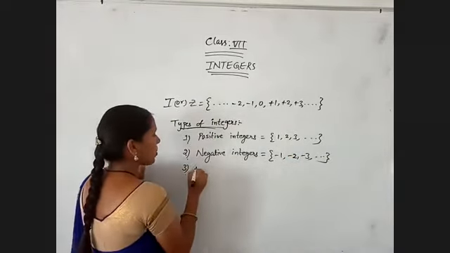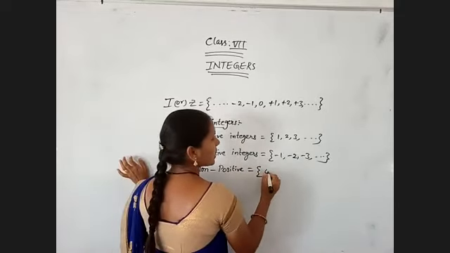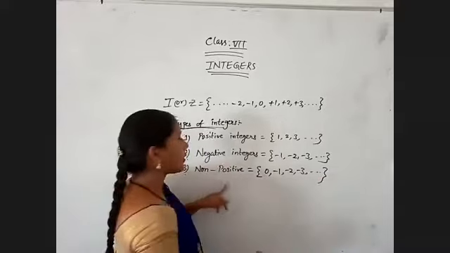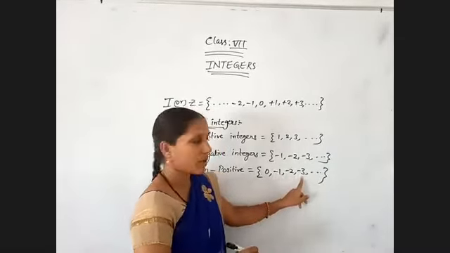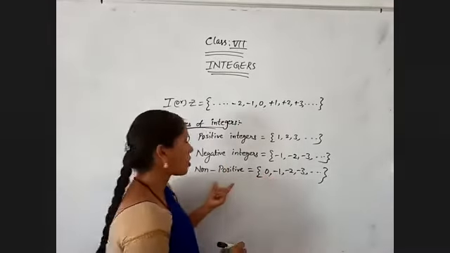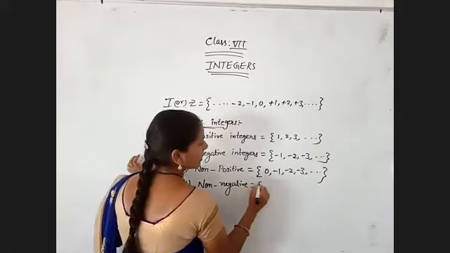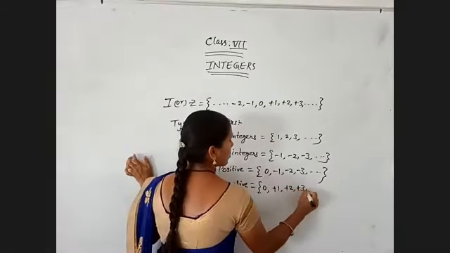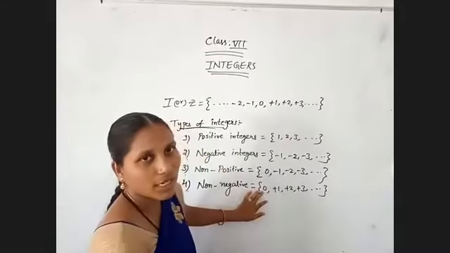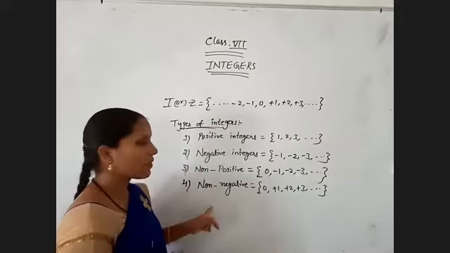And thirdly, non-positive. Non-positive in the sense which are not positive numbers. Non-positive integers are nothing but 0, which is neither positive nor negative, and minus 1, minus 2, minus 3, and so on. Minus 1, minus 2, minus 3 are negative numbers, and 0 is neither positive nor negative. That's why if for negative integers we include 0, together they are called the non-positive integers. Same way, non-negative integers: 0 and plus 1, plus 2, plus 3, and so on. Because all these are positive integers and 0 is neither positive nor negative, all these are called non-negative integers. So the total 4 types of integers are positive, negative, non-positive, non-negative.